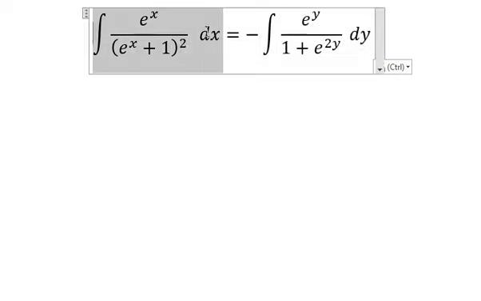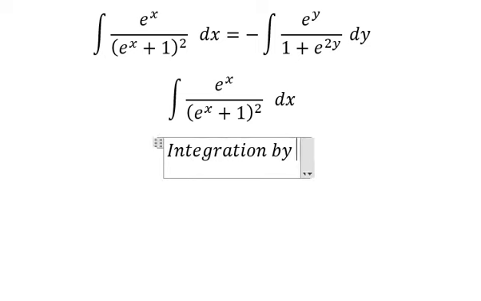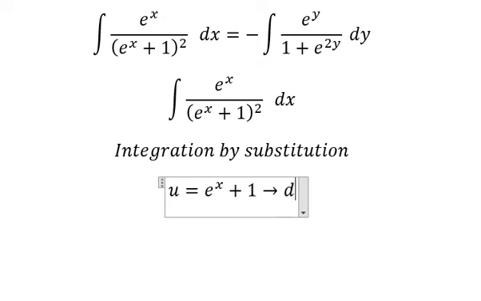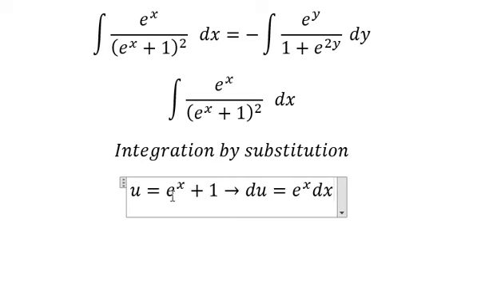Now, we need to concentrate on this one. So we need to use integration by substitution. So I will put u equals to this one. Later that, we need to do the first derivative for both sides. So we have u equals to e to the power of s dx.